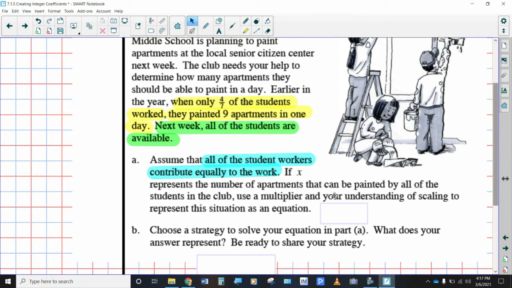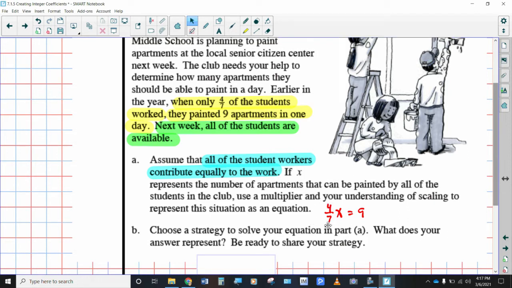All right, so if X represents the number of apartments that can be painted by all of the students in the club, use a multiplier and your understanding of scaling to represent the situation as an equation. So 4/7 of the total gave you 9 apartments. So this would end up being the equation that would represent this situation. The total number of apartments has to be a number that's bigger than 9 because only 4/7 of the total, 4 total people, were working. And so assuming every person represents 1/7 of the job, right?